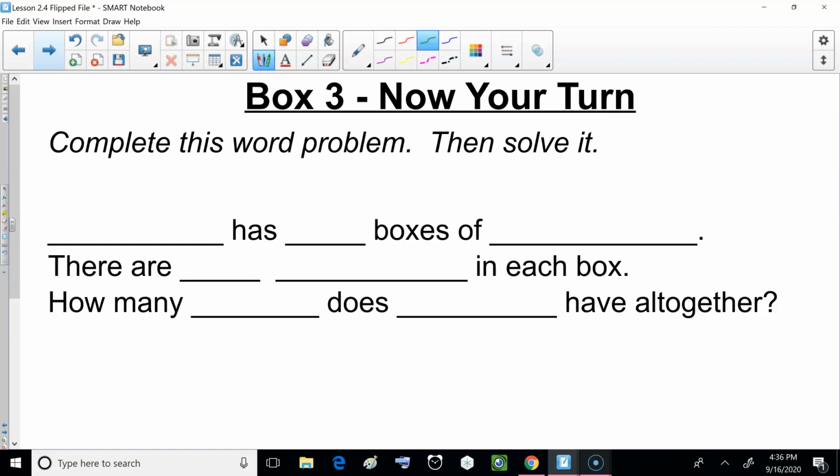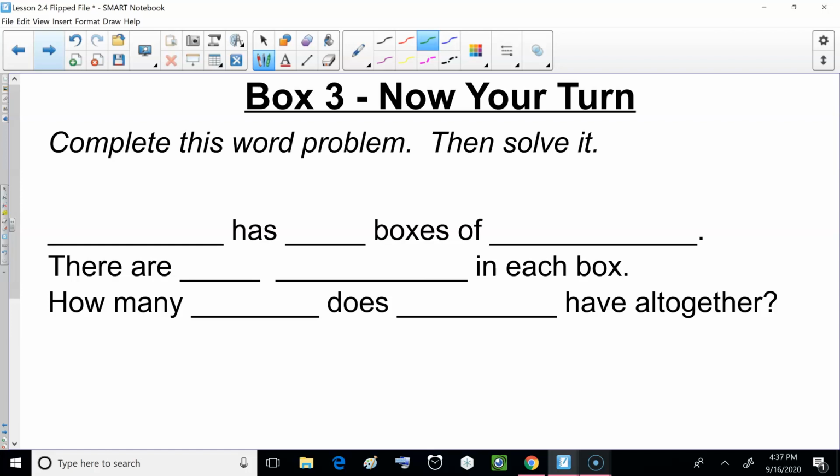Something fun to do to end class is to write your own word problems. When we write our own word problems, it shows that we really understand how multiplication problems can be written. So you'll have those Mad Lib things where you fill in the blanks. I try to make it a 1-digit by 2-digit number. So: blank has blank boxes of blank. There are blank blank in each box. How many blank does blank have altogether?